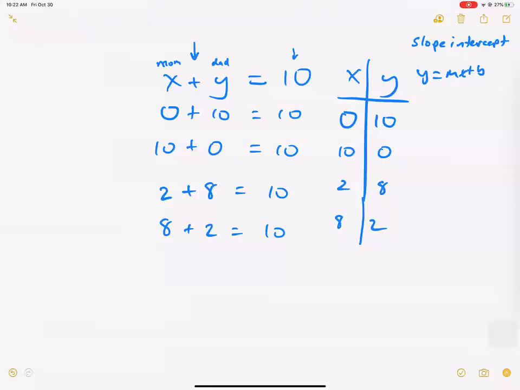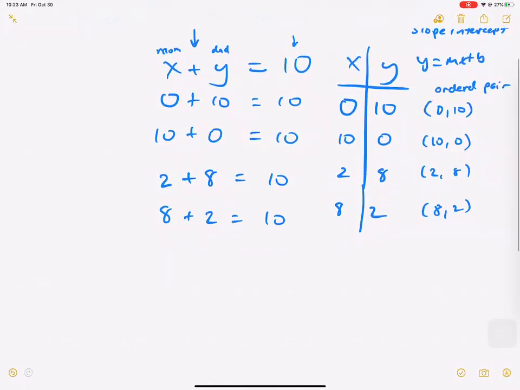And what happens is these end up to be points on our graph. We can call these ordered pairs. And we can say this is 0, 10. This is 10, 0. This is 2, 8. And this is 8, 2. Right? So we can do this over and over. We can do this 1,000 times. But let's go ahead and take a look at what this graph looks like.